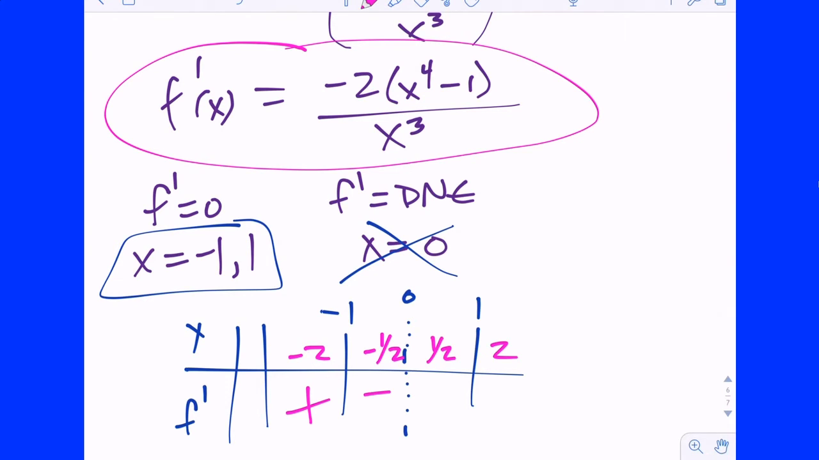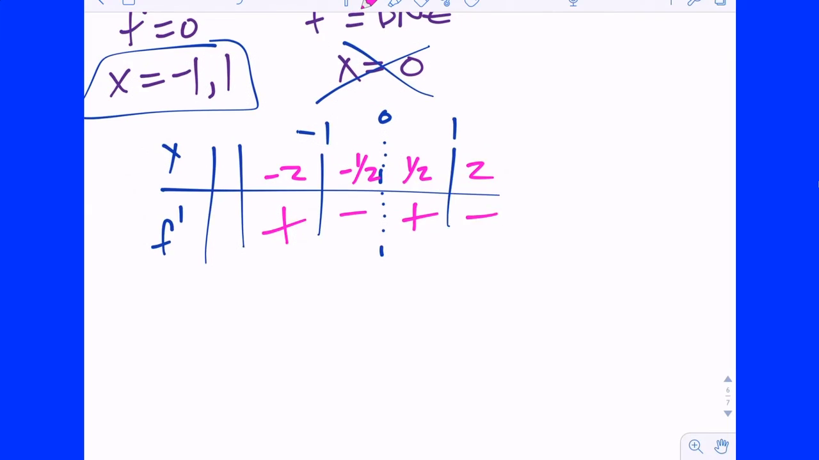That's pretty nice. And if you plug in a positive 1/2, you're going to get the same thing in the top, right? Because the top is an even function. So you're going to get a negative times a negative, which is a positive, over a positive, that's a positive. Plug in a 2, you get a negative over a positive, which is a negative. There you go. So now you're staring at your intervals of increasing, decreasing, and you can also get your local max and min.